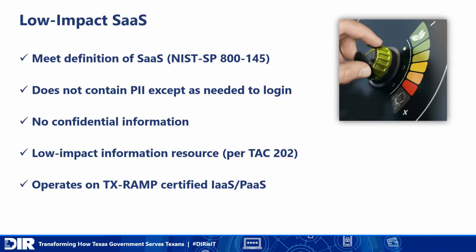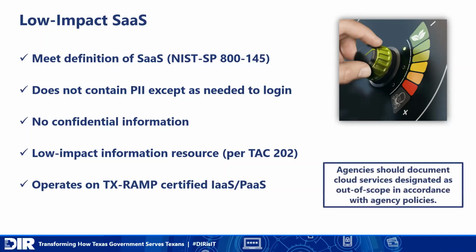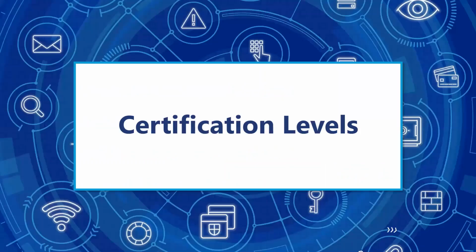So as we go through and certify the various layers of cloud service providers, if there's a low impact SaaS operating on something that's already certified and meets all these criteria, then it would not be subject to having to undergo an assessment and get certified. Now, I do add this here as kind of a disclaimer that agencies really should document the cloud services that have been designated as out of scope, whether that be through low impact SaaS or the categories before, in accordance with your own agency policies. We aren't requiring that you submit that information to us per se, but it is best practice to make sure that you're documenting, keeping an up-to-date inventory of the cloud services that are in use and which ones are subject to TXRAMP and which ones are not. So that's just a best practice, as I mentioned.